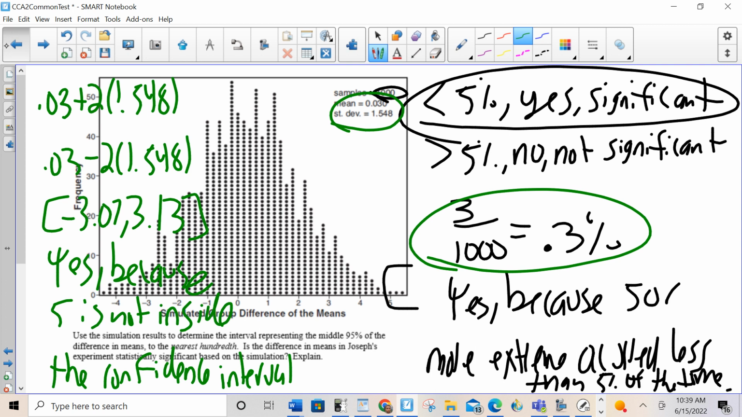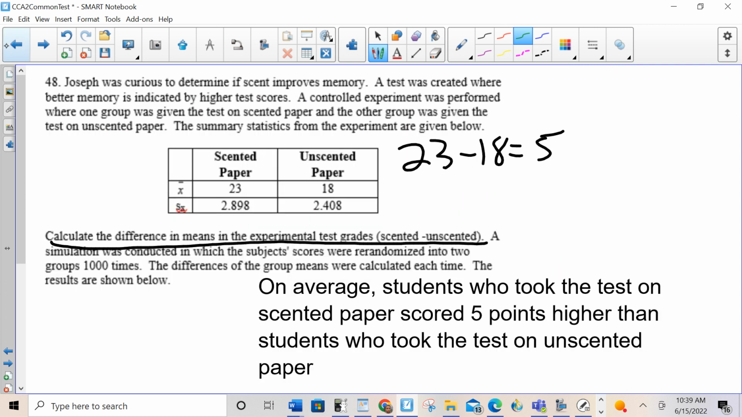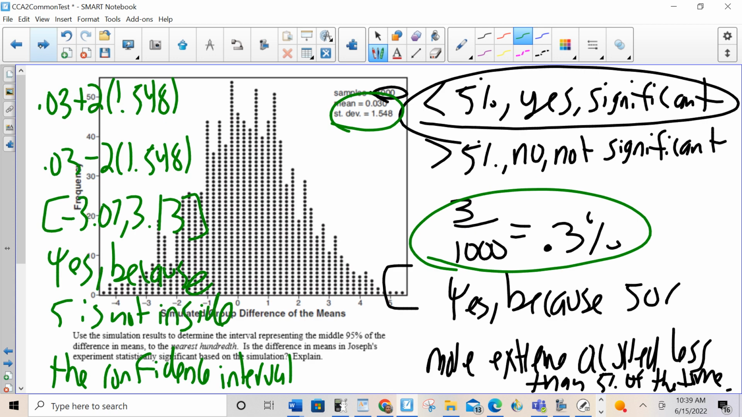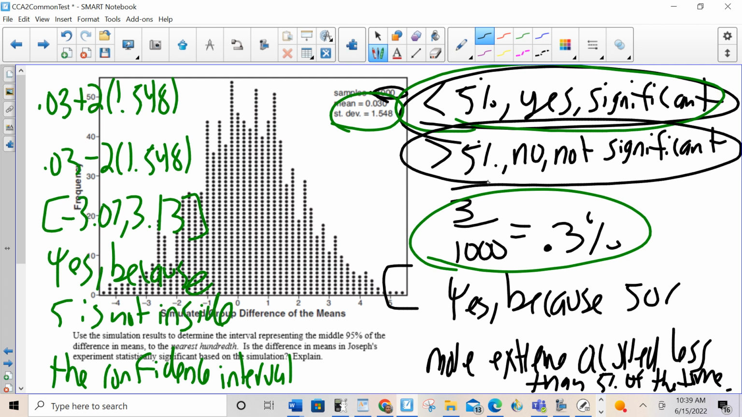So, to determine if a treatment is effective, if something is statistically significant, find the mean difference, the difference in the means of the two groups, and re-randomize everything. If that value or more extreme occurs less than 5% of the time, then yes, it's statistically significant. It shouldn't have happened due to random chance. The treatment made it that way. If it occurs more than 5% of the time, then no, it's not statistically significant, because I would have gotten that value due to random chance. And if they give you information for the confidence interval, if it's inside the confidence interval of random values, then no, it's not significant. If it's outside the confidence interval for random values, then yes, it is significant, because I shouldn't have gotten that big of a difference. The reason I did was the scented paper.